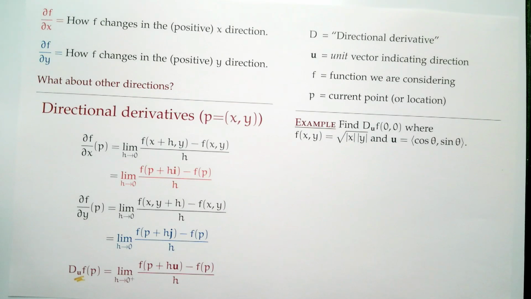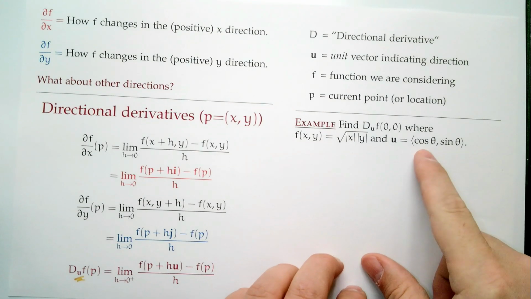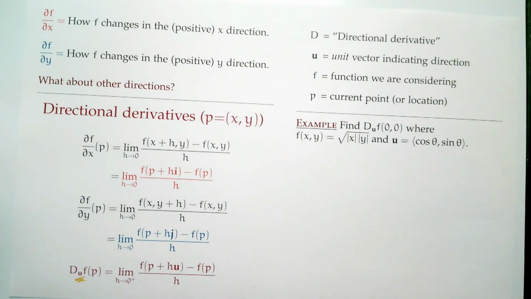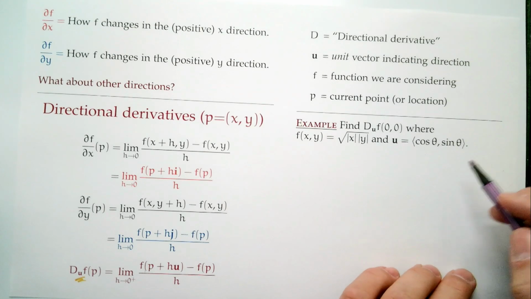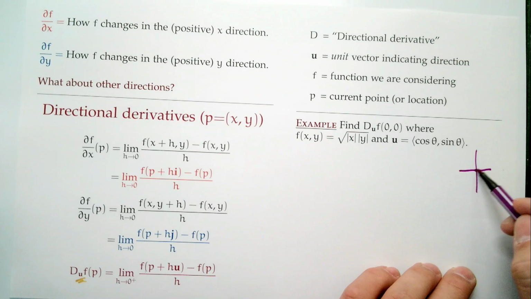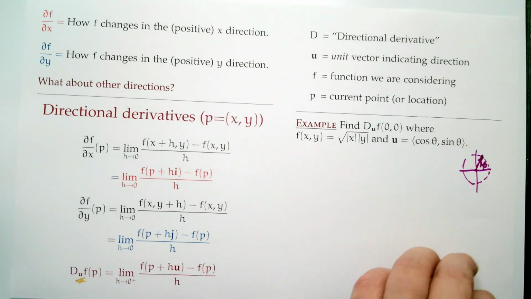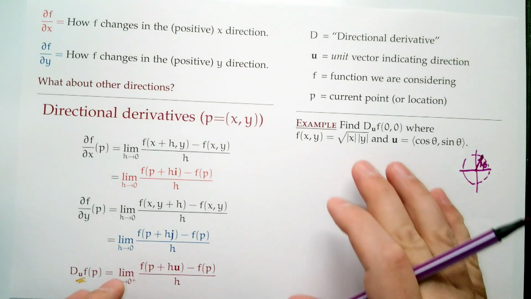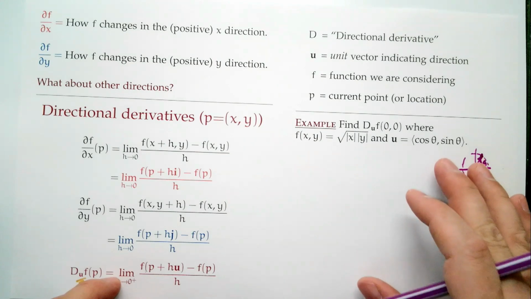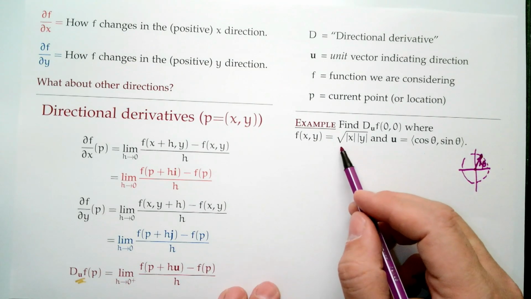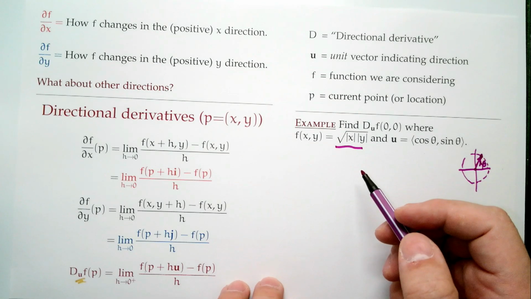Find the directional derivative in the direction cosine theta, sine theta. You'll notice that cosine theta, sine theta, what is that? Well, if we think about it as being 0, 0, cosine theta, sine theta is the point on the unit circle where we've gone up by an angle theta. So that's our vector. So find the directional derivative of this function, square root of the absolute value of x times the absolute value of y, in the direction cosine theta, sine theta. Do you remember this surface? The square root of absolute value of x times absolute value of y?